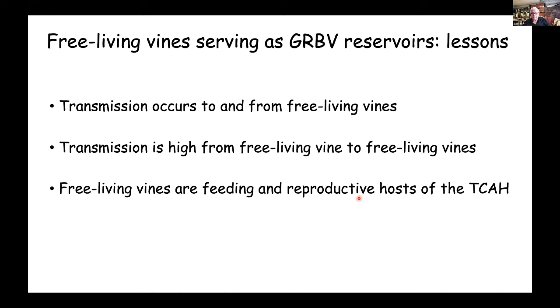And what we found is free-living vines are actually not only excellent feeding hosts of the 3-cornered alfalfa hopper, but also reproductive hosts. In other words, the reproductive cycle that I had illustrated on alfalfa is a reality on free-living vines.